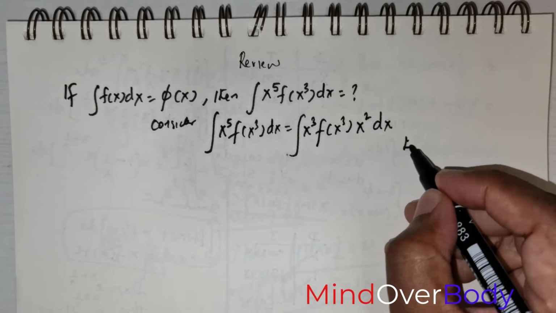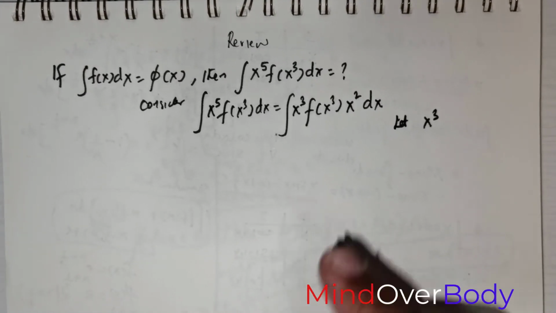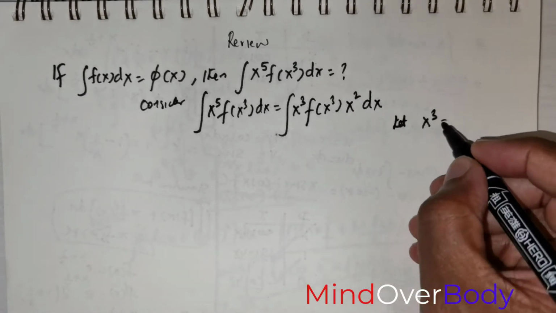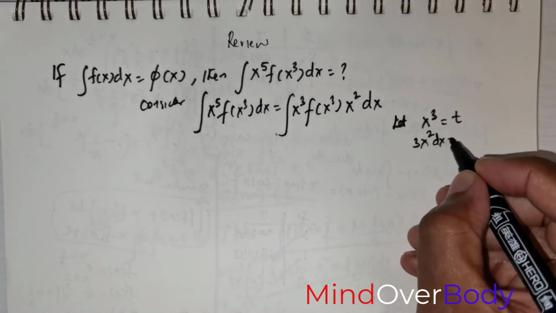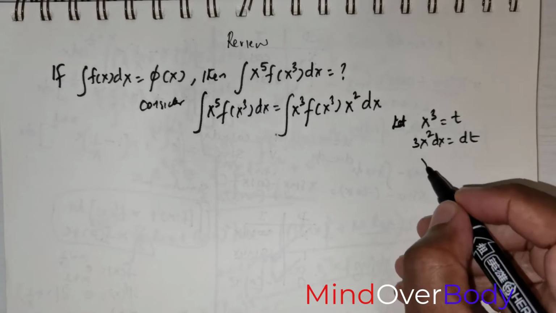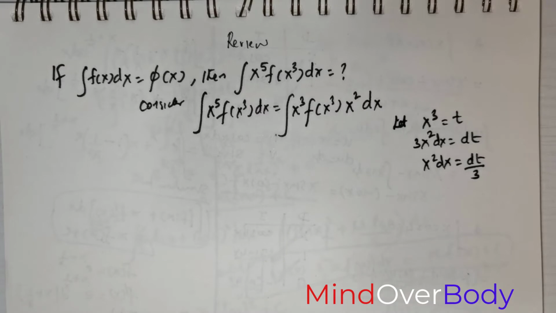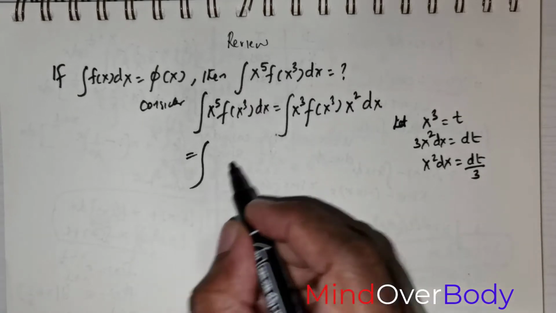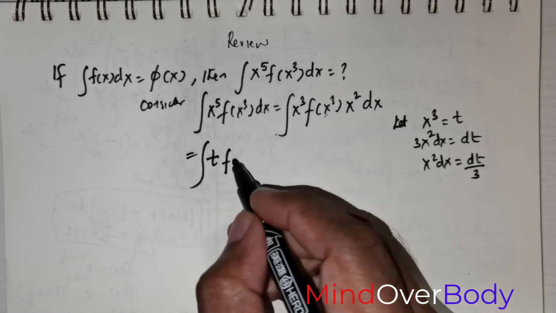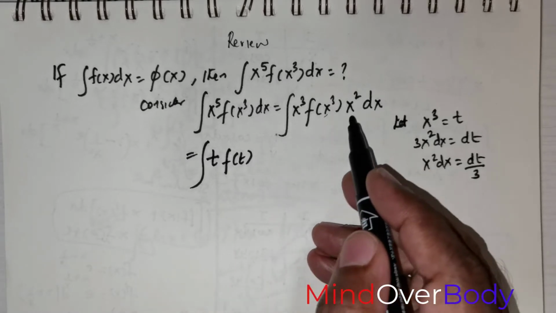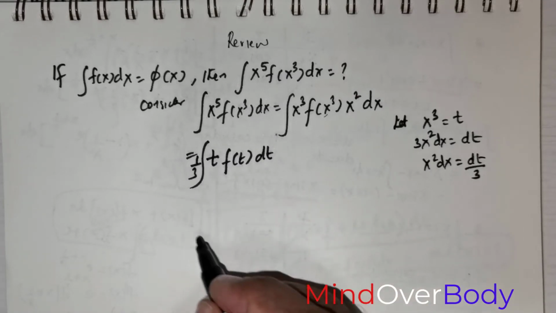Now we have already learnt about substitution, so I wish to use the technique of substitution to simplify this given integral. Let me take x to the power of 3 to be equal to t. This gives me 3 times x squared dx equal to dt. From here I can rewrite x squared dx as dt over 3. So this can be rewritten as the integral. In place of x cubed I substitute t, and in place of x squared dx I will be substituting dt over 3. So I'll place this 1 over 3 over here.